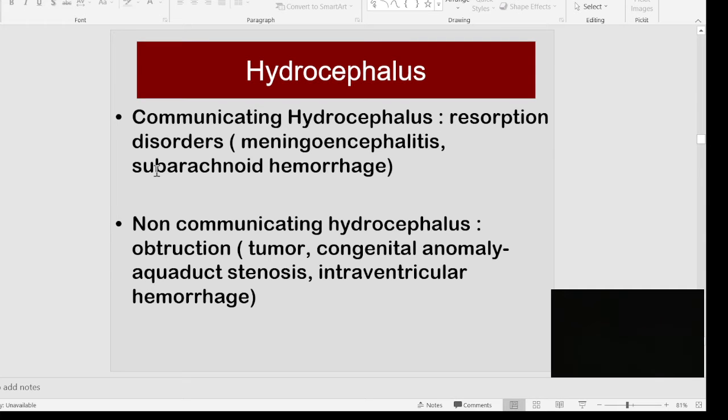So in non-communicating hydrocephalus, there is an obstruction or tumor. Usually in the aqueduct, or in the cerebral aqueduct, that's where the obstruction happens or is found. So in communicating hydrocephalus, though, you have a problem in resorption of the CSF. Well, in non-communicating, there's a fluid accumulation within the brain because of obstruction.